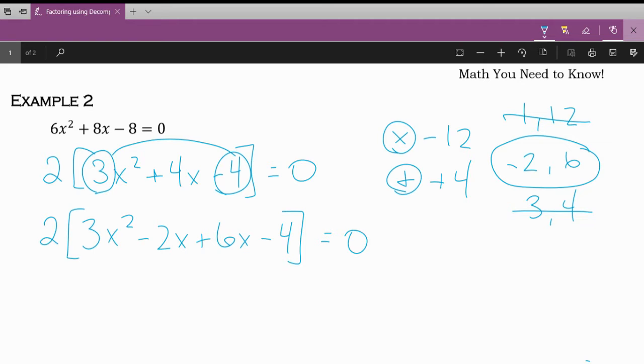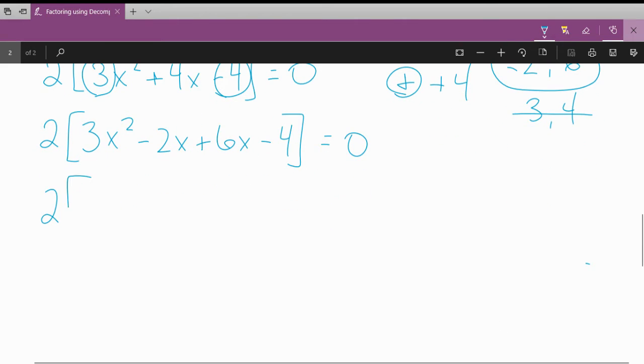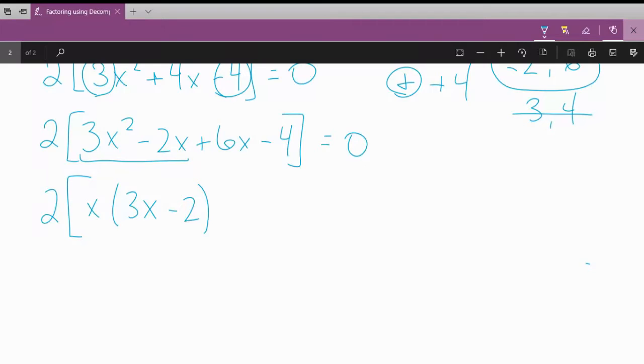Okay, so now inside my brackets is where I'm going to factor. So I'm going to leave those big square brackets, and I'm going to common factor my first two terms. What's common to those two terms is an x. So I have 3x minus 2. Now if I common factor my last two terms, I can factor out a 2 here. So plus 2, and I'm left with 3x minus 2. I'm going to close those square brackets.